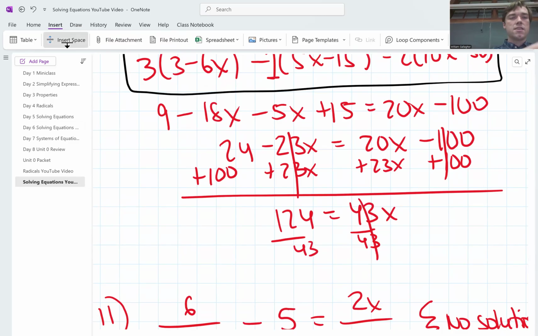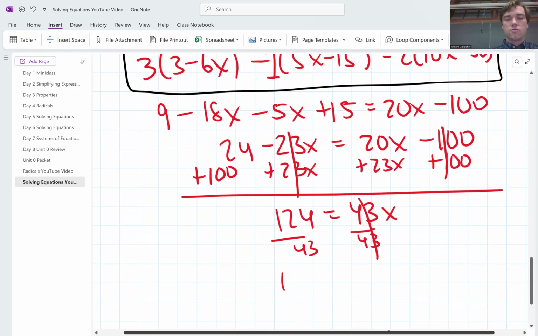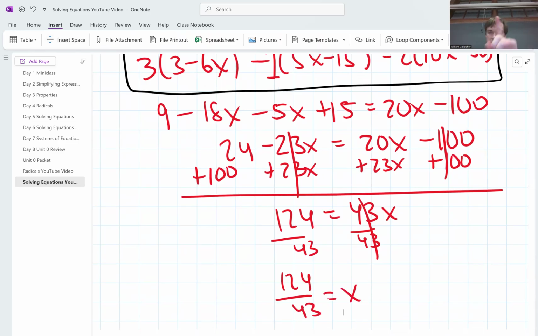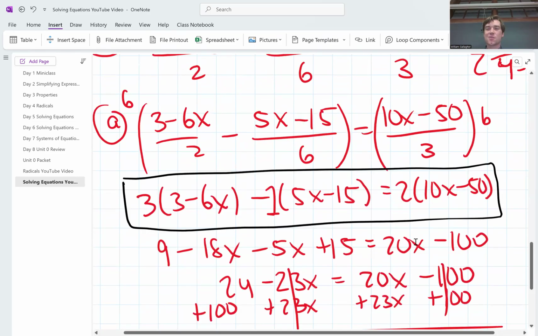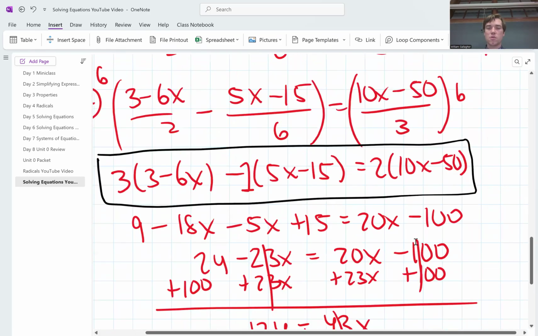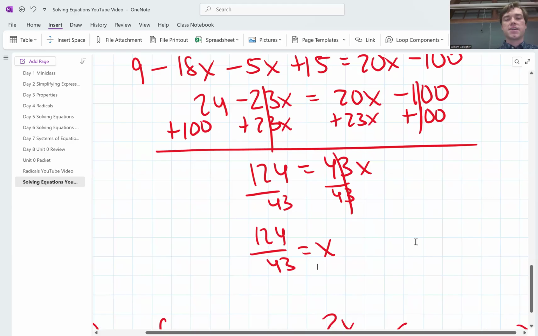And I'm going to get that 124 all over 43 is equal to x. And before I box my answer, I do just want to check, as it looks a little weird, but yes, 124 over 43 is in fact the answer.